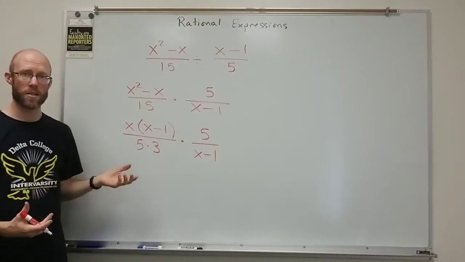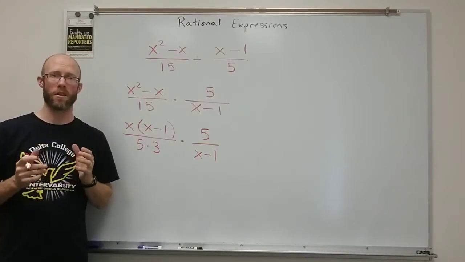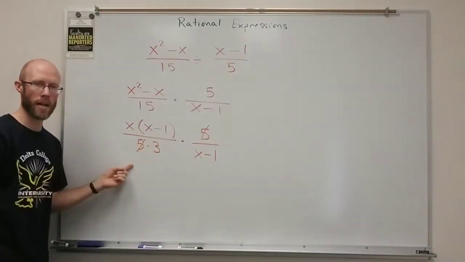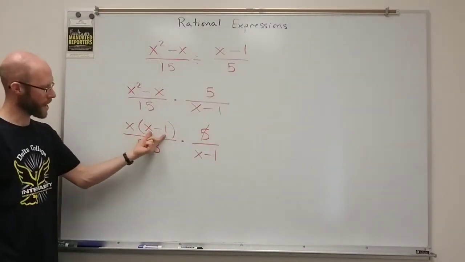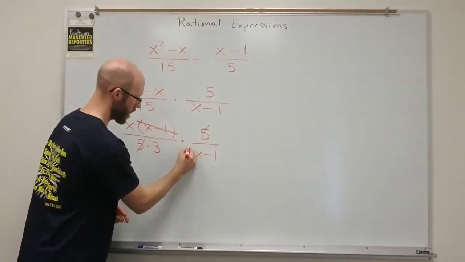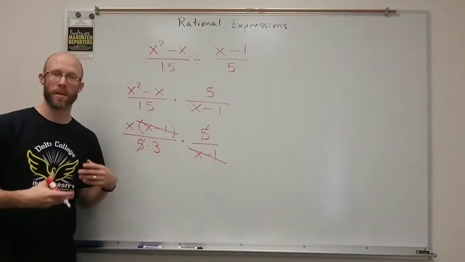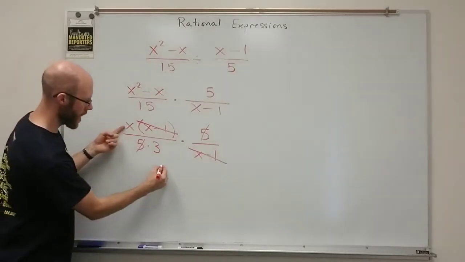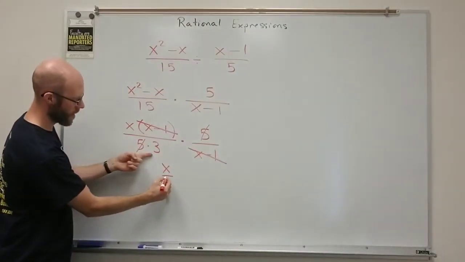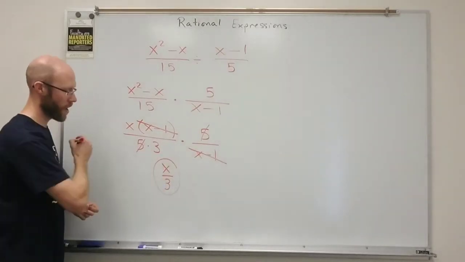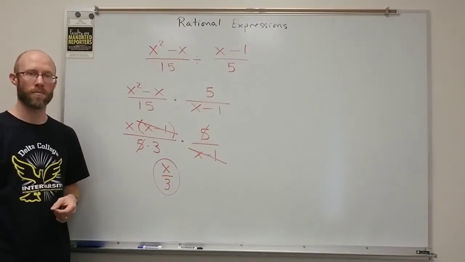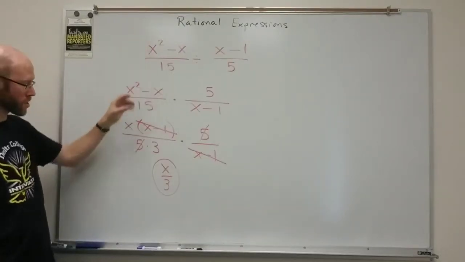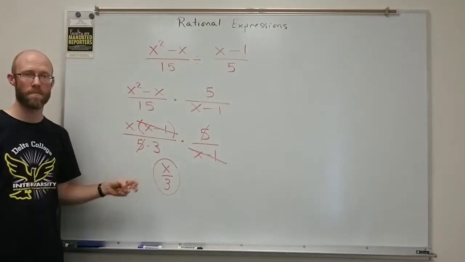Now I can do some canceling. Remember, you have to cancel entire factors. Well, I have a 5 that's common to the top and the bottom. Those can cancel. I also have an x minus 1 that is common to the top and the bottom. Cancel out the entire factor. All that I have left on top then is an x, and all I have left on the bottom is a 3. X over 3 is correct simplified form. Okay, so this complicated division just simplifies down to x over 3.